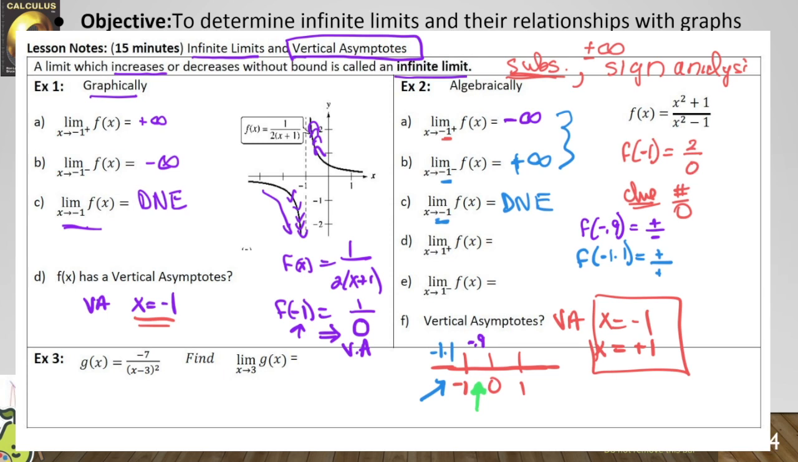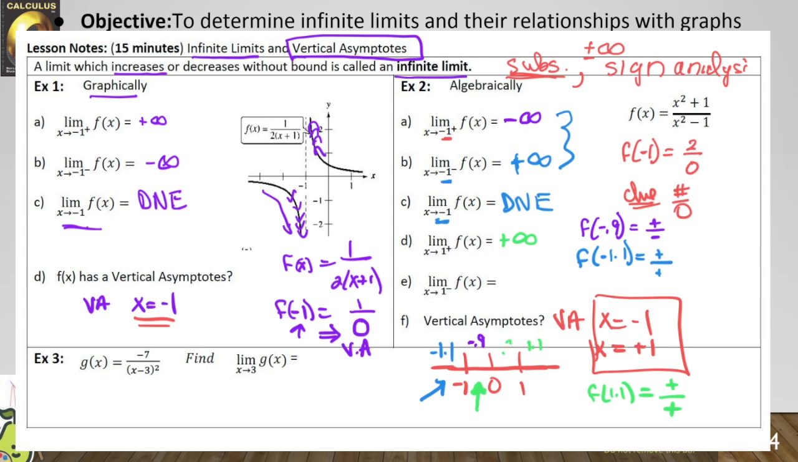All right, let's see what happens to the right side of 1. So on the right side of 1, let's use 1.1. F of 1.1, doing a sign analysis again. For 1.1, the numerator is positive. Substituting in 1.1 for your denominator, it's positive. So you're going to have positive infinity, because at a vertical asymptote, you're either going to go up the asymptote or down the asymptote.